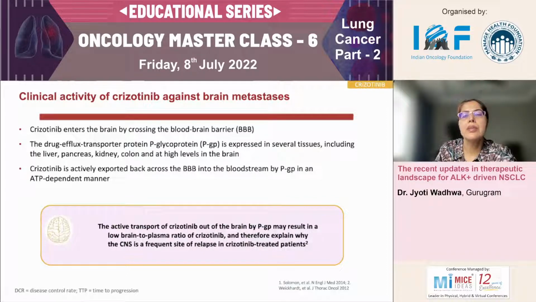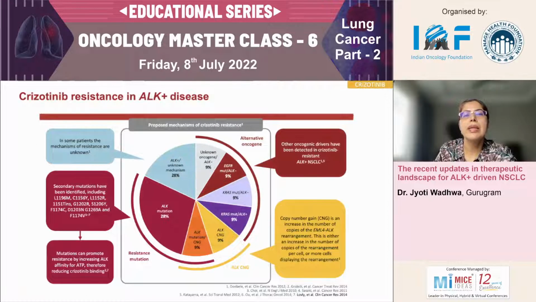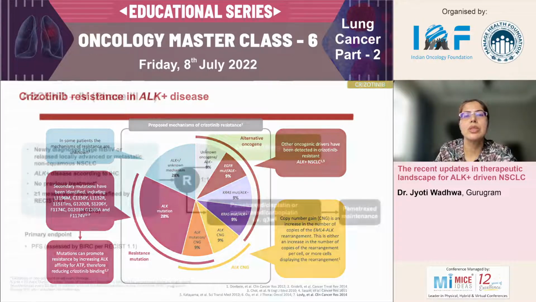However, there's one big limitation with crizotinib, that there is active transport of crizotinib out of the brain by P-glycoprotein, and therefore CNS penetration is limited, further marked by its exit from the brain. And therefore, brain metastases are a very common problem, even in those who have been treated with crizotinib. In addition, it can lead to activation of various resistance mechanisms, and therefore, the patient stops responding to crizotinib.